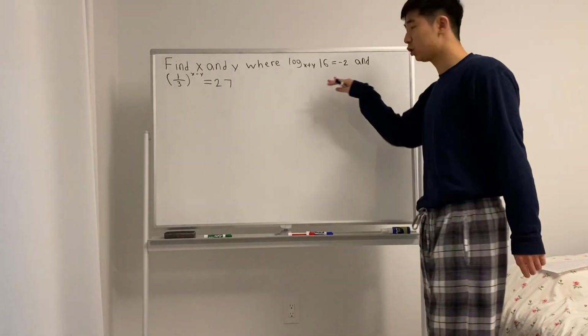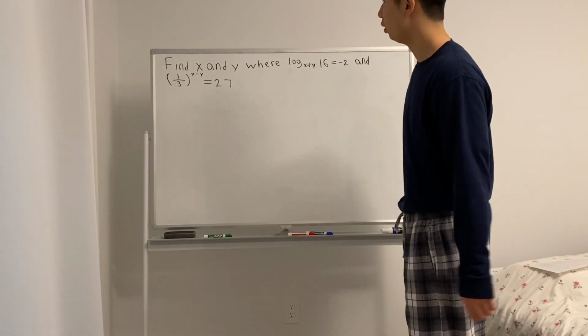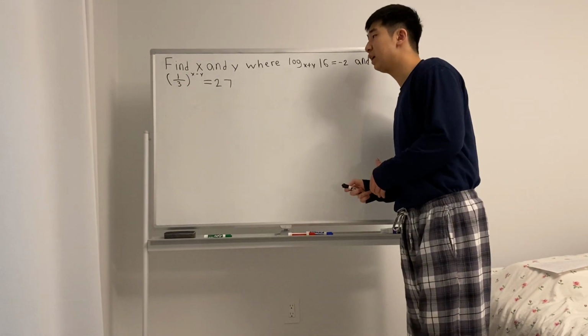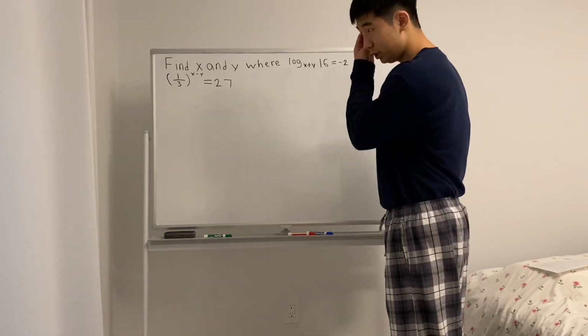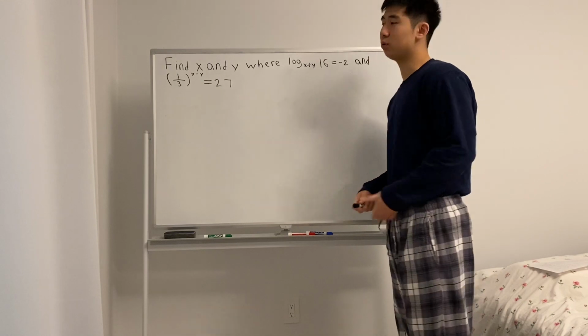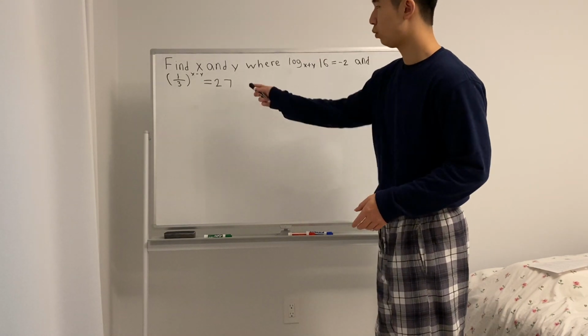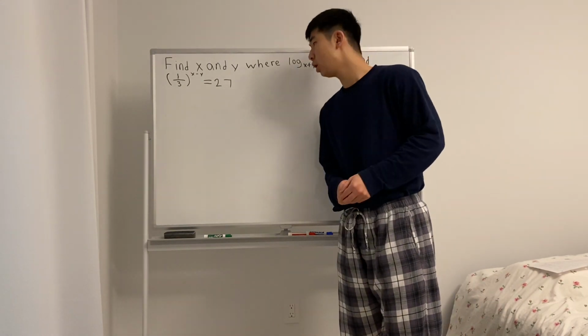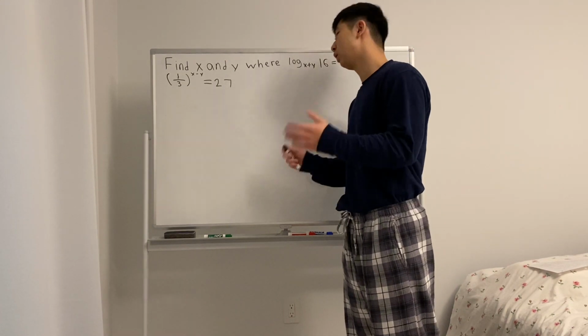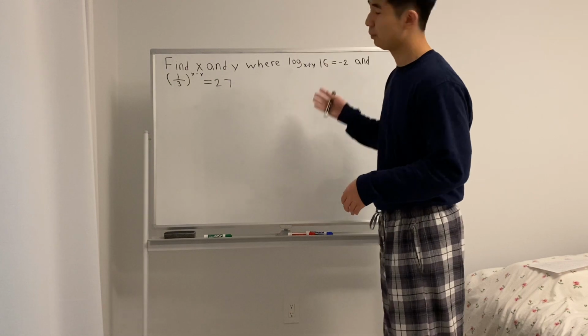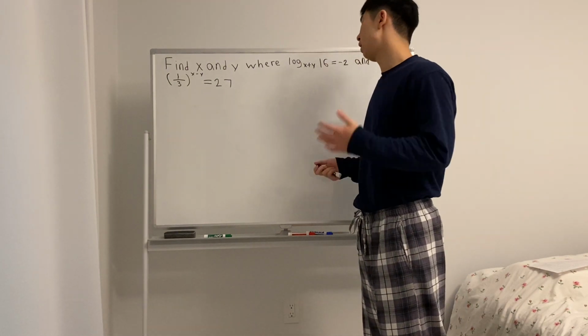When you see a question like this, the first thing you want to do is try to create two linear equations. Once you do that, it's pretty easy. You can solve for x and y using substitution or elimination. Before I show you the way I do it, I do want to note that there are multiple ways to solve this type of question, but I'm just going to show you the way I think is easiest.